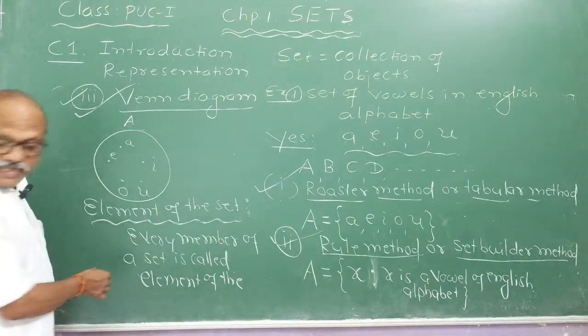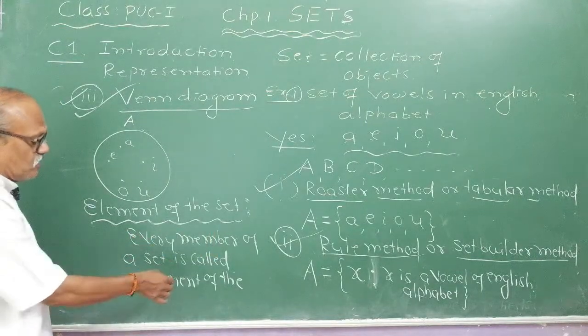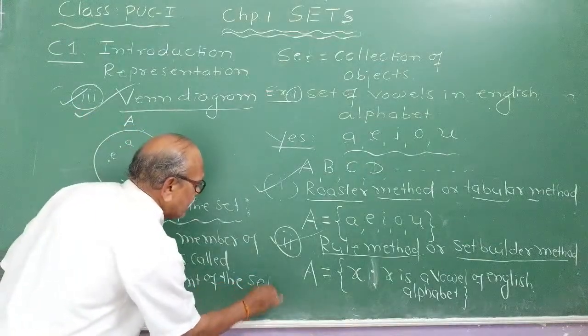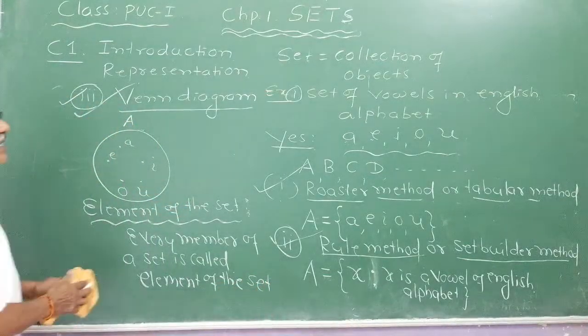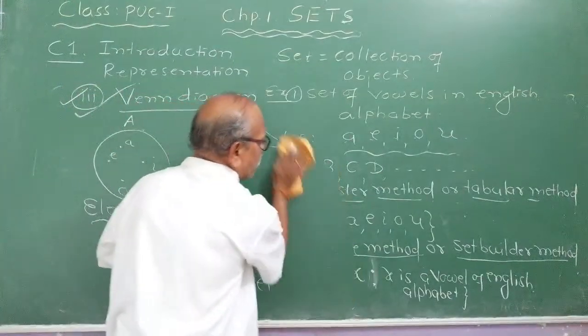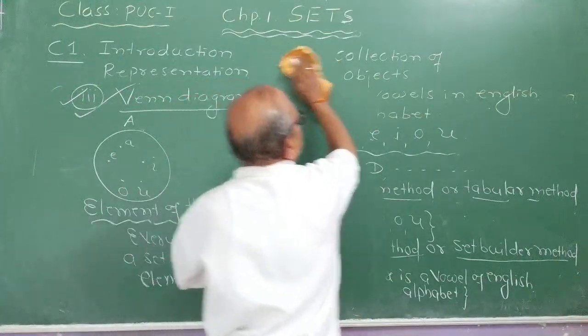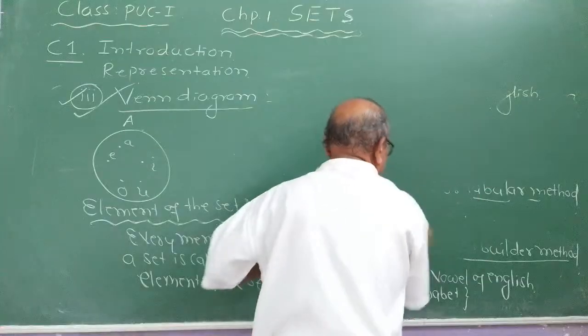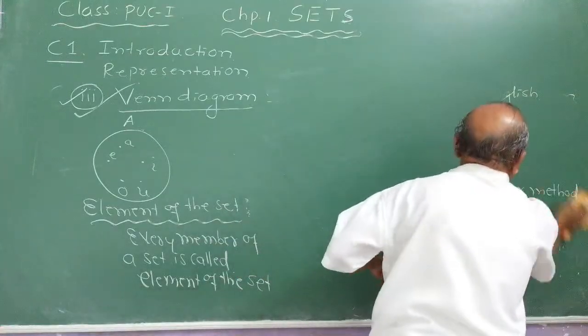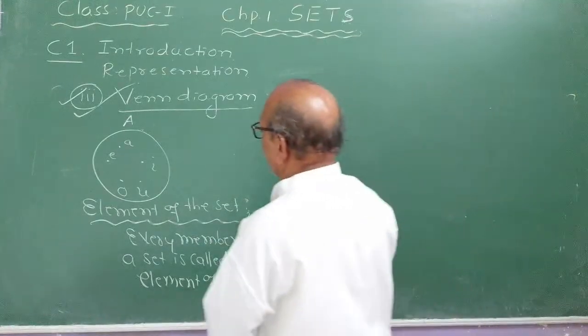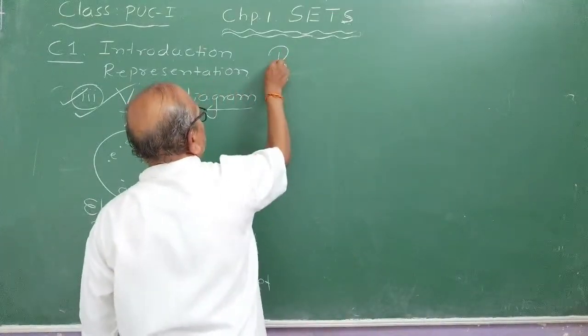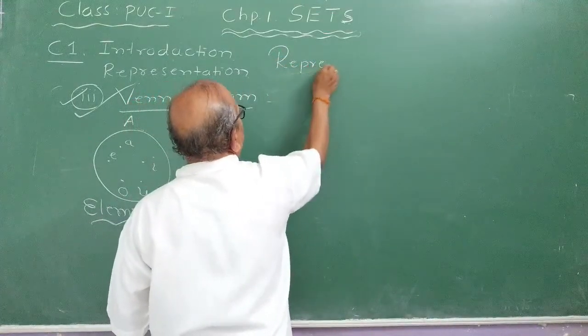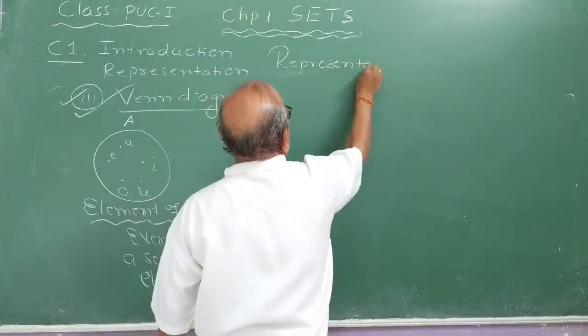Every member of the set is called an element of the set. Generally, how are the elements of sets represented? Generally, elements of the sets are not represented by capital letters. We are representing them by using what? By using small letters. Representation. Right. How are they represented? Representation of elements.